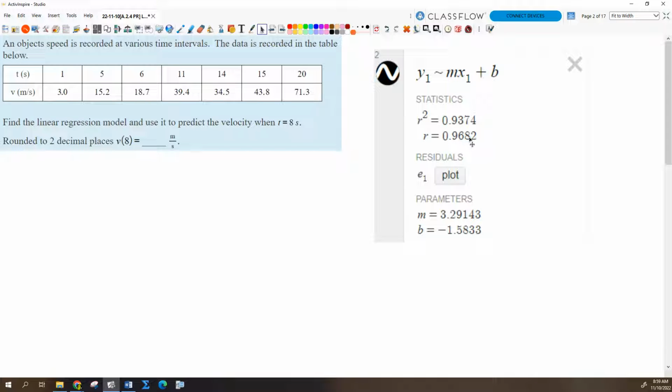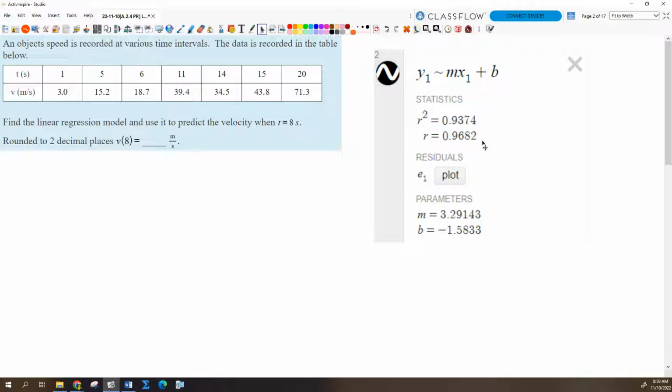Well, R is what we call the correlation coefficient. It's telling me how strongly the output correlates with the input. If it's a positive number, then that means it's a positive correlation: if I increase the input, the output increases also. In this case, as time increases, the speed increases also.